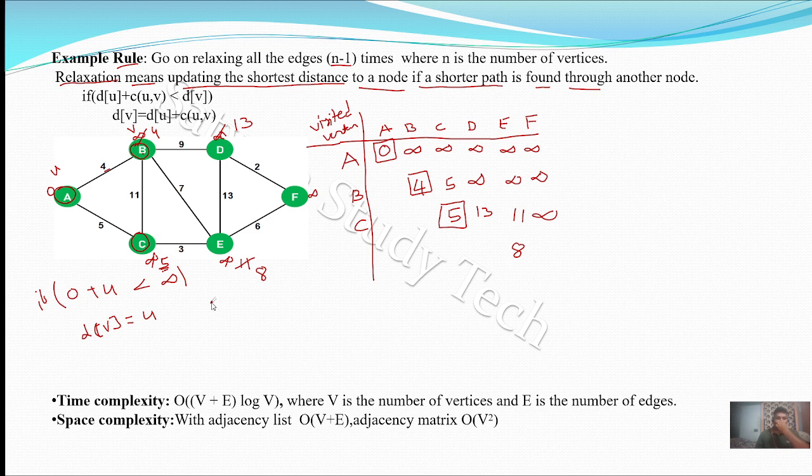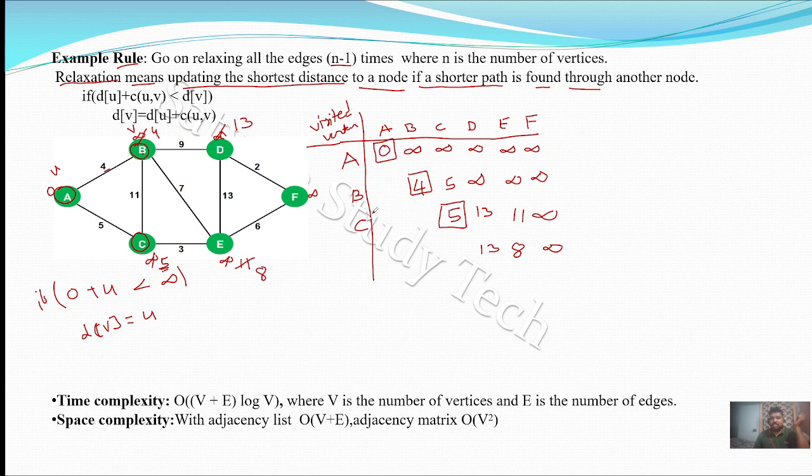Next, there is no edge C to D and there is no edge C to F. So F is infinity and there is no link C to D. So what is the value in D? It is 13.